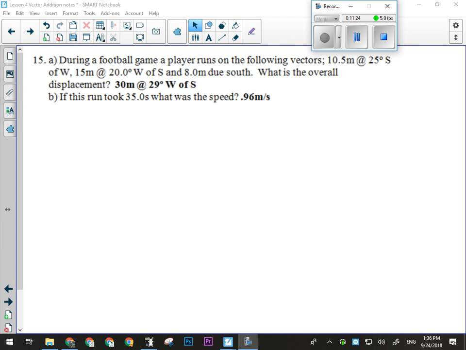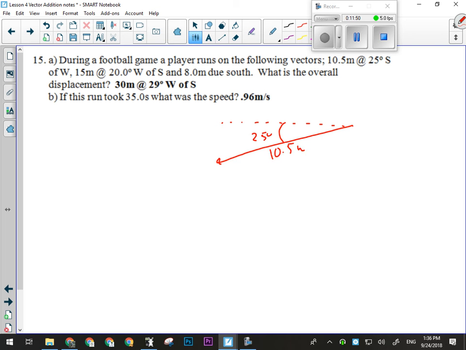Let's have a look at 15 here now, guys. So we've got 3 vectors in number 15, right? Doesn't really change what we do, we just have to do it 3 times instead of 2. So we have a football game where a player runs 10.5 meters at 25 degrees south of west. I start out with a reference line that is west. I go 25 degrees south of that. This is going to be 10.5 meters. This will be y, this will be x. So that's my first vector.